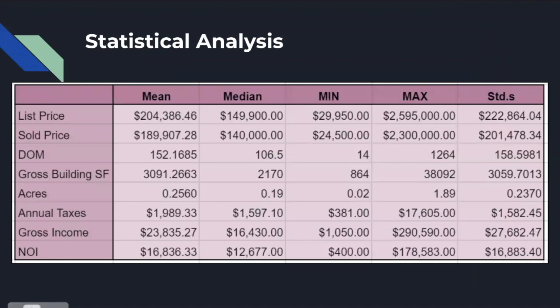And here is a statistical analysis chart. Again, it is important to note that these numbers and calculations are all done for the entirety of our data set. So this includes Roanoke, Salem, and Benton properties, not just our specific investment property. We are looking at the mean, median, min, max, and standard deviation of the sample size for the list price, sold price, days on market, gross building square foot, acres, annual taxes, gross income, and NOI for all of these subject properties.